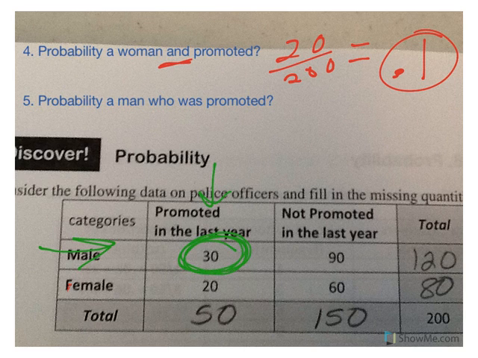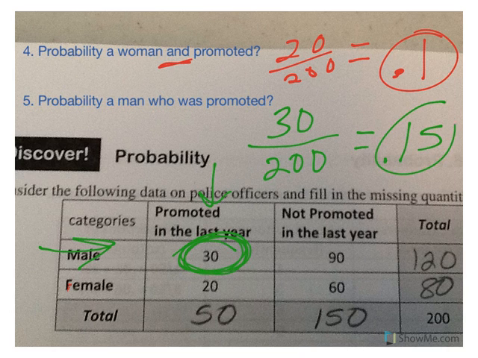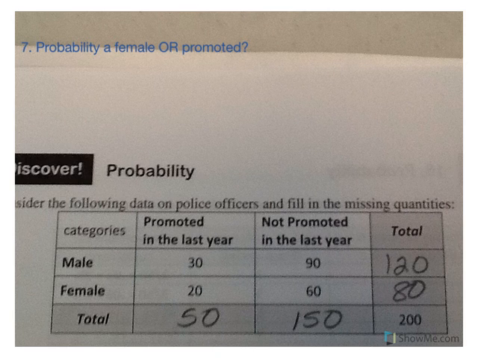So the intersection kind of means "and." A man who was promoted is 30 out of 200, which is 0.15. All right, moving on to page 147. Okay, now in number 7 we get the word "or." So this is a little bit different. We want to find the probability that we have a female or they were promoted.